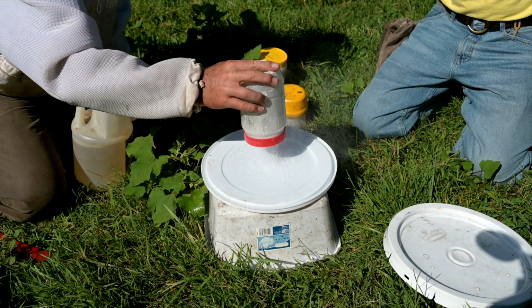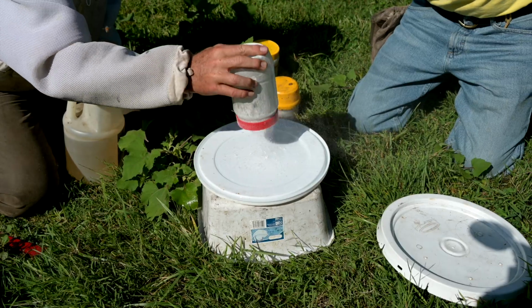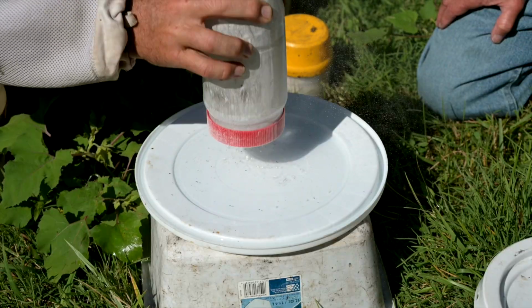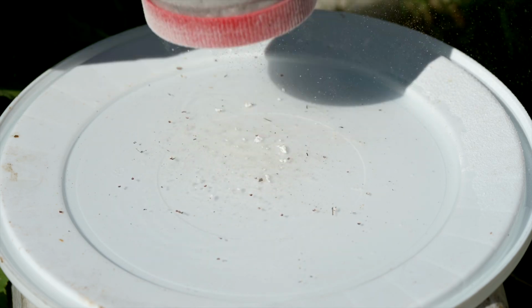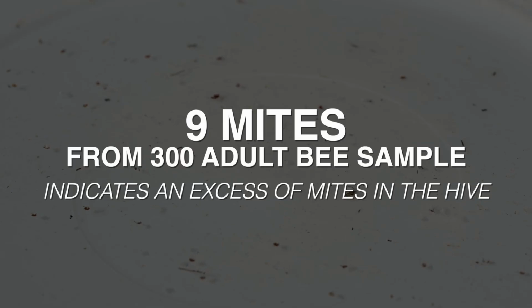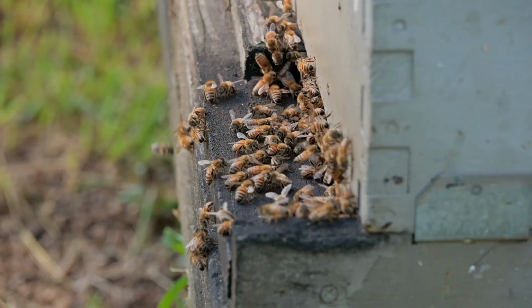Then, shake the jar over a flat water surface using a white bucket lid or similar item. As the sugar dissolves in the water, the mites will be revealed. Count the mites to determine the percentage of impact on the hive. Any number above 9 mites shaken from your 300 bee sample, or 3 mites for every 100 bees, indicates an excess of mites in the hive. Return the bees to the hive.